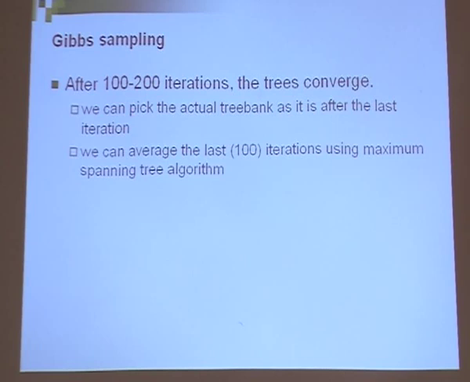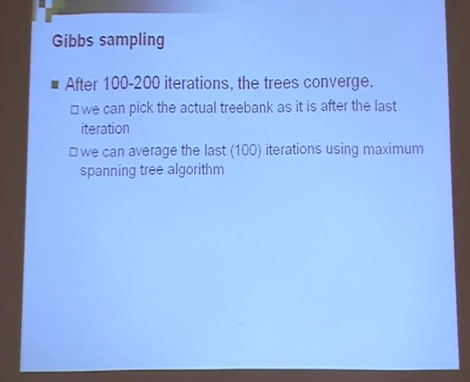And after, for example, 200 iterations, which means 200 times the number of words in the corpus, there are only small changes. The tree bank has converged. And what do we do with the tree bank? The simplest possibility is just to pick the tree bank as it is at the end. But there are problems, because the last changes can be not very probable in some cases.